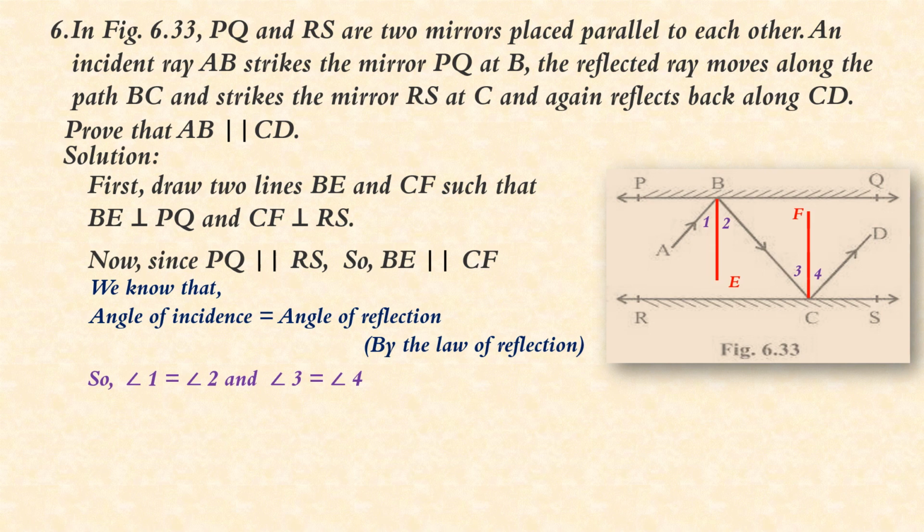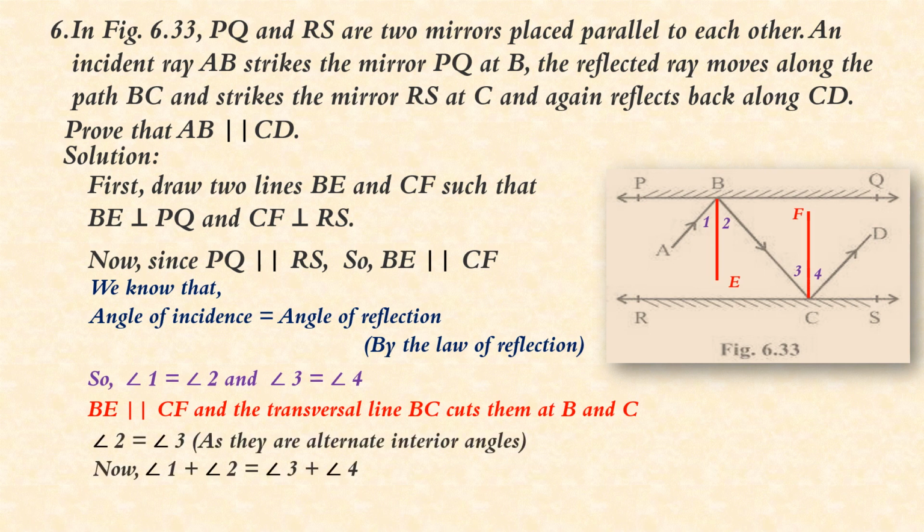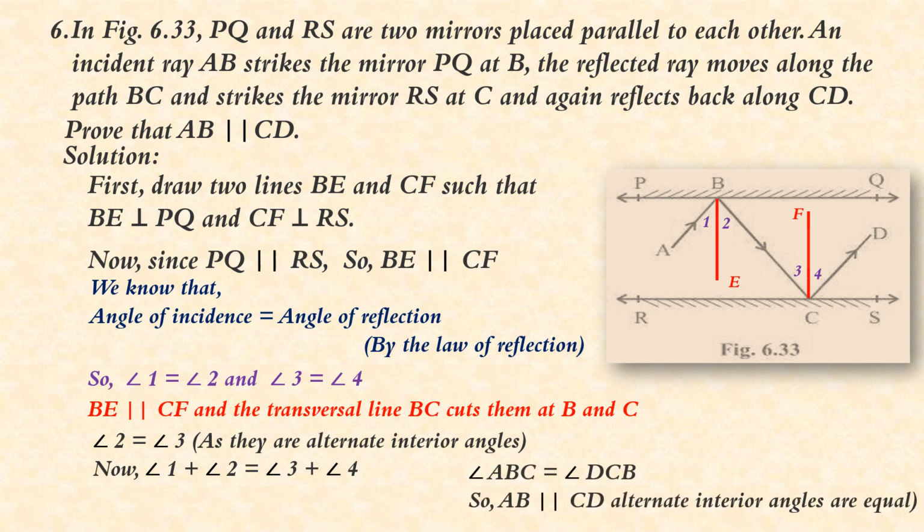Now BE and CF are parallel lines and BC is the transversal. So alternate interior angles are equal, so angle 2 is equal to angle 3. So angle 1 plus angle 2 is equal to angle 3 plus angle 4. From this it is clear that angle ABC is equal to angle BCD. Alternate angles are equal, therefore line AB is parallel to CD. Hence the proof.